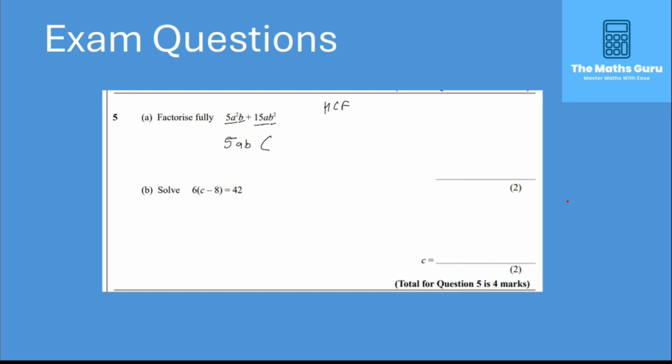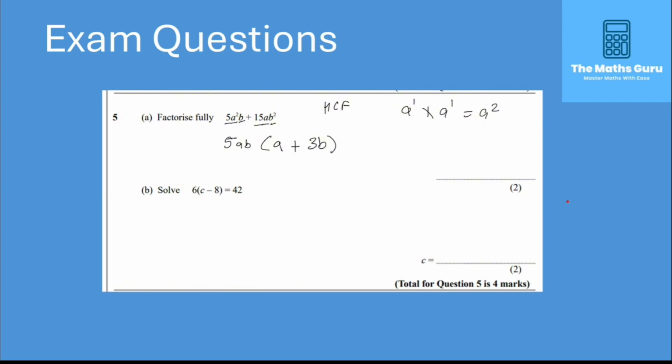Okay, to get from 5ab to 5a squared b, we need to times by a. So we turn that a into a squared, due to our rules of indices. When the base is the same and we're multiplying, we can add the powers, so a times a is a to the power of 1 plus 1, which is a squared. So 5ab times a gives us 5a squared b. Plus, to get from 5ab to 15ab squared, we need to times by 3b. So 15a, that's fine, perfect.